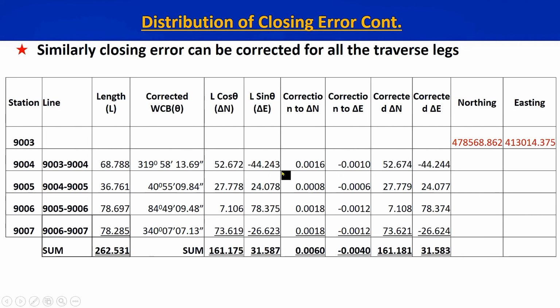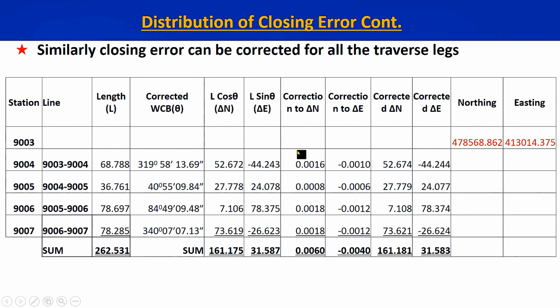What we need to do is add all these corrections to the partial coordinates you found by using the equations L cos theta and L sin theta, and write them in the corrected delta N and corrected delta E columns. Then we need to add the corrected partial coordinates, that means corrected delta N and corrected delta E, to the northern and eastern coordinates of 9003.